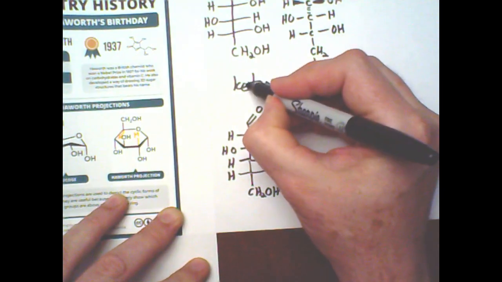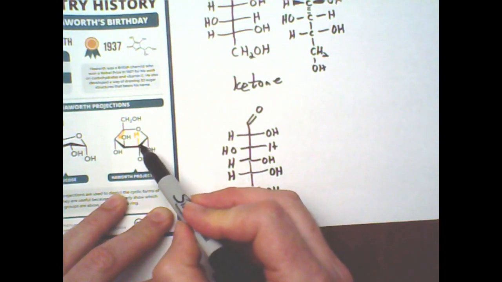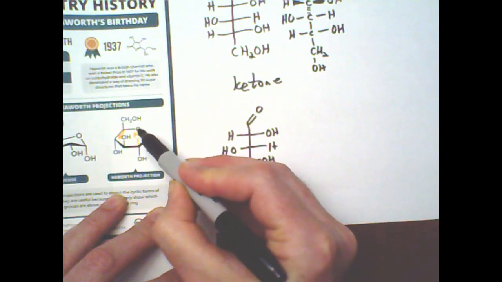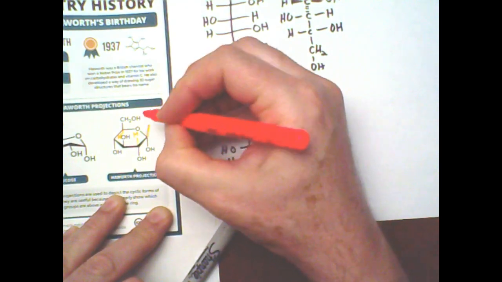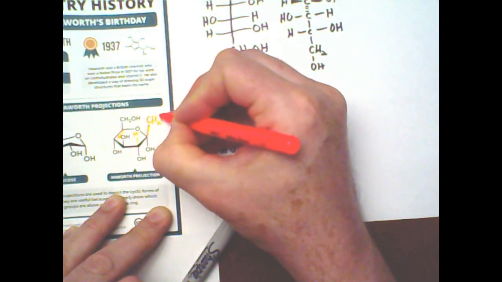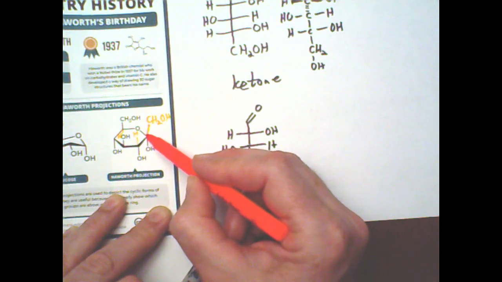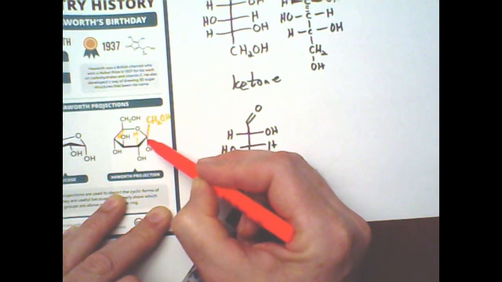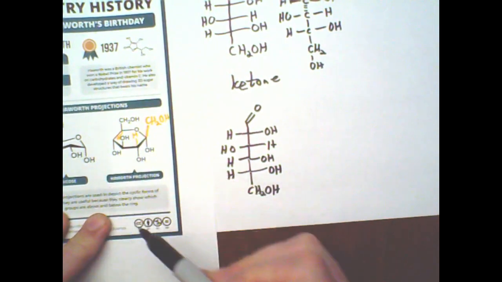Not a skill you need, but I wanted you to see how this can be done and how even in a sugar like this you can recognize where the aldehyde is. Now if there were another carbon off here, say a CH2OH off there, then it would be the second carbon in with two oxygens attached, and it would be a keto sugar. So you can even figure it out in different representations of the molecules.